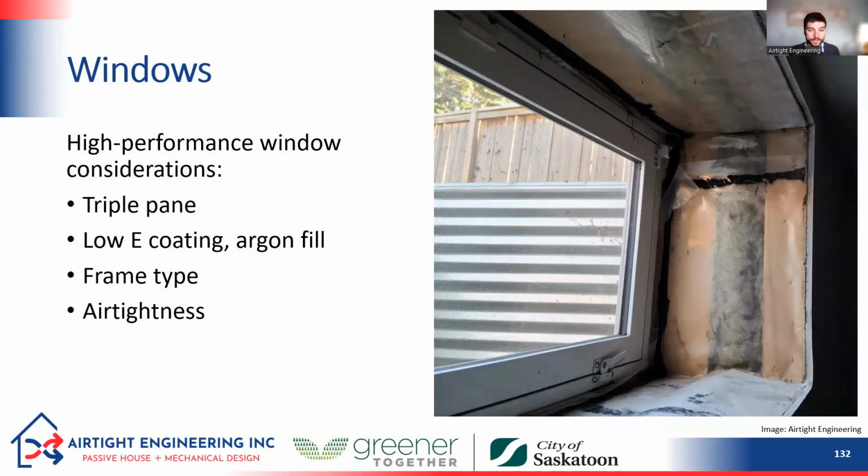So for windows, some considerations for high performance. We talked about them last module. We want windows that are triple pane. We want them to have low E coatings and to have argon fill between those panes of glass. That's all to the good in terms of energy efficiency. And we also want to look for frames that are nice and airtight. They're insulated, they're robust. That's going to make for very energy efficient windows.